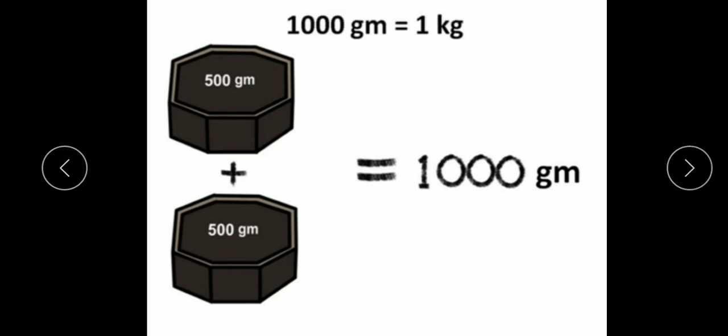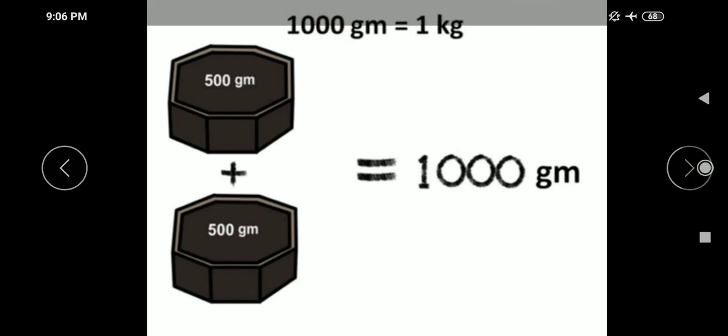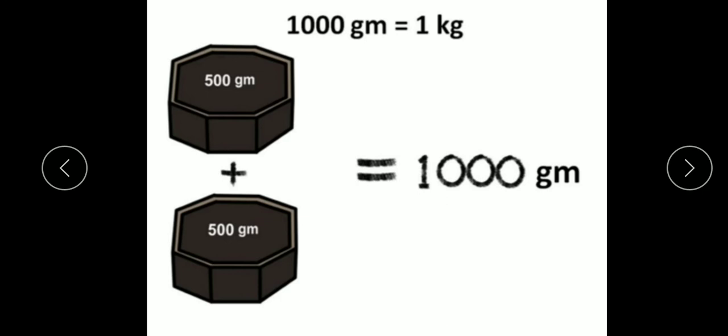So children, there are different types of metallic weight, like 2 kg, 500 gram, 100 grams. And 500 gram plus 500 gram is 1000 gram, so 1 kg is equal to 1000 gram. So 2 times 500 grams make 1 kg. Or we can say that half kg is equal to 500 grams.